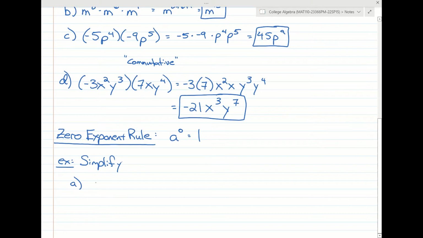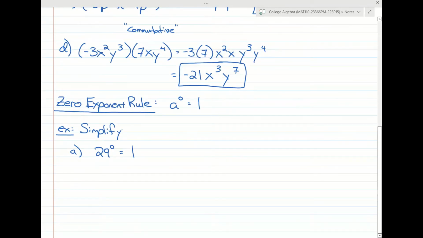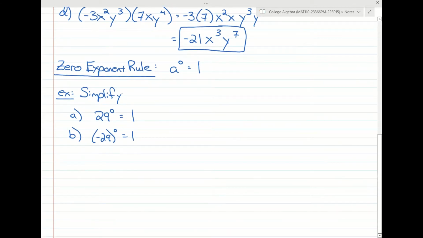And if we just had 29 to the 0 power, of course, we would say the answer is 1. If we had -29 to the 0 power, the answer is 1. But what about if we didn't put parentheses and we just said -29 to the 0 power? How do you know it's -1?